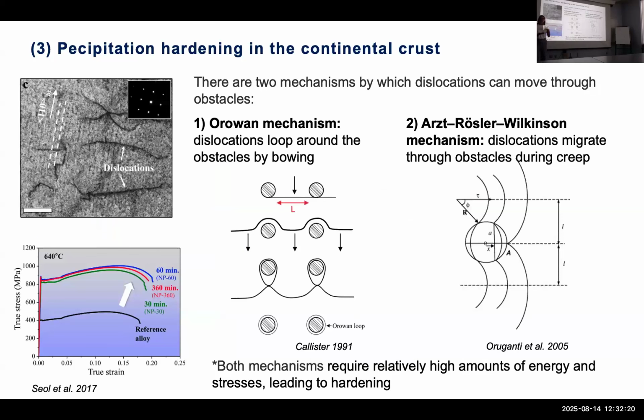Now, as I mentioned, these precipitates act as obstacles for migrating dislocations. And the only way that dislocations can overcome these obstacles is through the Orowan mechanism, which is when they bow around the precipitates and then continue to migrate, or they can migrate through dislocation creep. Both of these processes, however, require large amounts of stress, and therefore they lead to hardening.